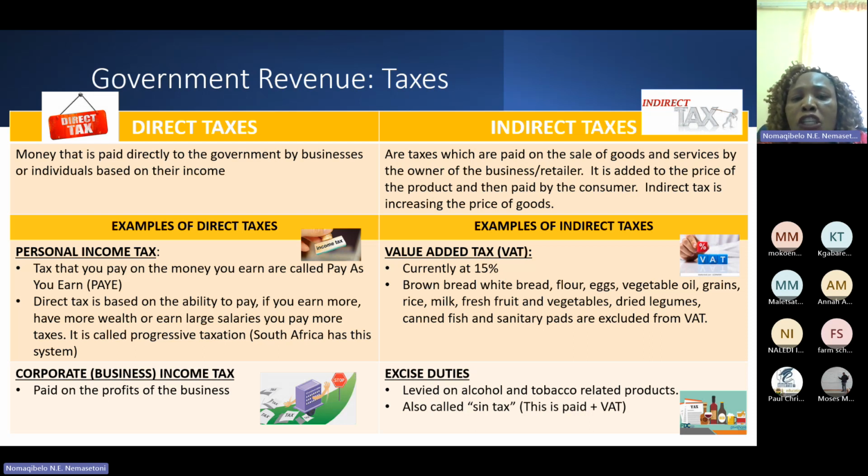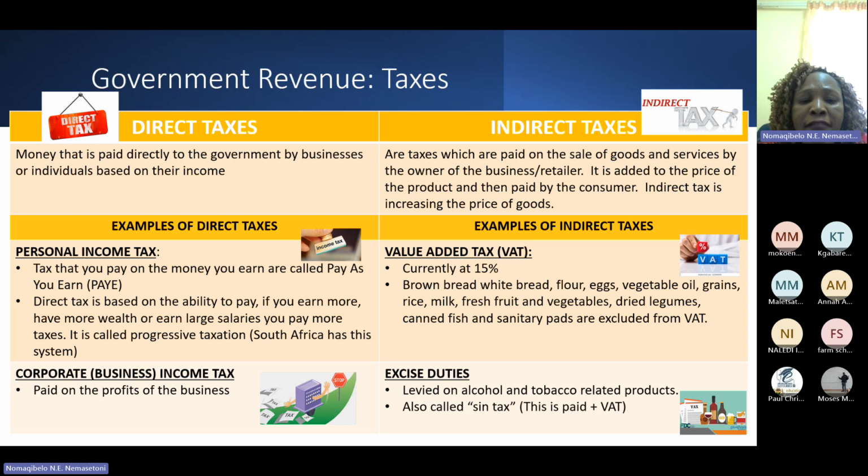It is added to the price of the product and then paid by the consumer. Indirect tax is increasing the price of goods, meaning that the higher the indirect tax, the higher the selling price. Examples of indirect taxes: we have the VAT, which is the value-added tax that we use in South Africa. And the rate currently is 15%.